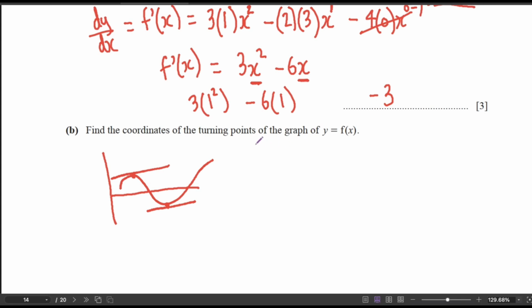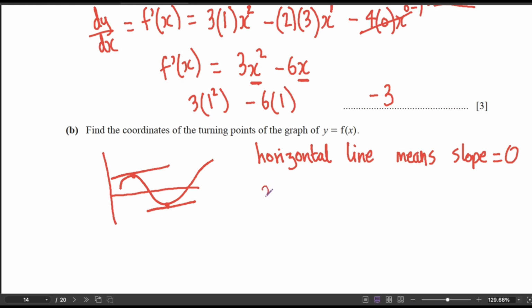What does a horizontal line mean? We know this from previous work with lines. Horizontal line means that the slope or the gradient is equal to 0. But we know how to get the slope. The way to get the slope is by taking the derivative. Well, we already took the derivative. Our derivative is 3x squared minus 6x. And it has to equal 0 at the turning point. That's it. That's all you have to do.